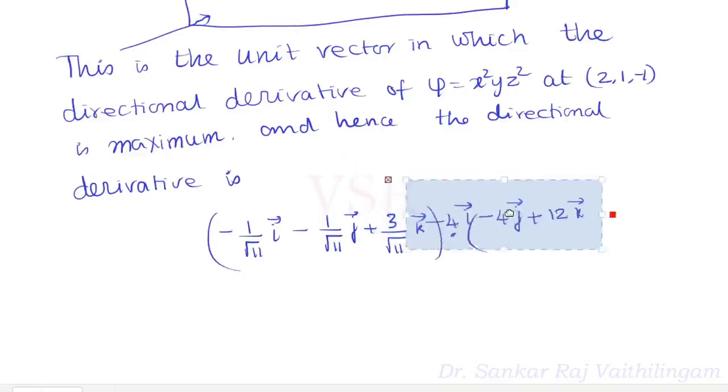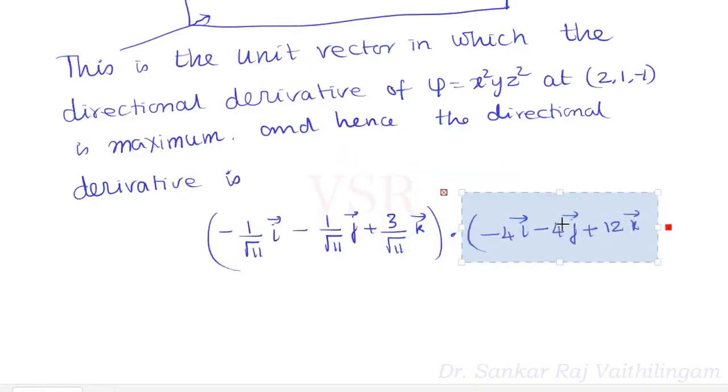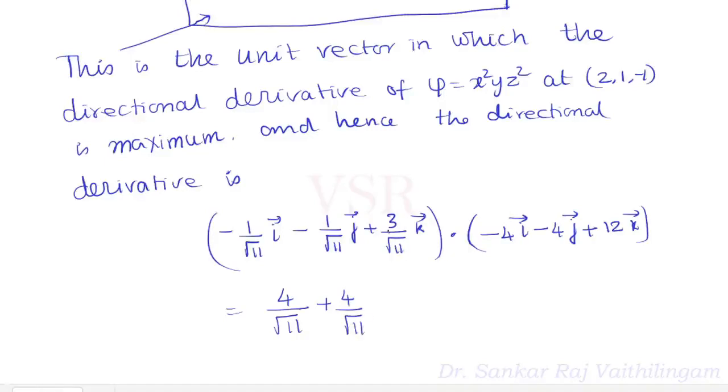This vector. Is it okay? That's all. So now we need to multiply this dot product. Minus plus, so 4 by root 11, plus minus plus again 4 by root 11. Okay, then I multiply this. 3 into 12 is 36, plus 36 by root 11, which is equal to 44.